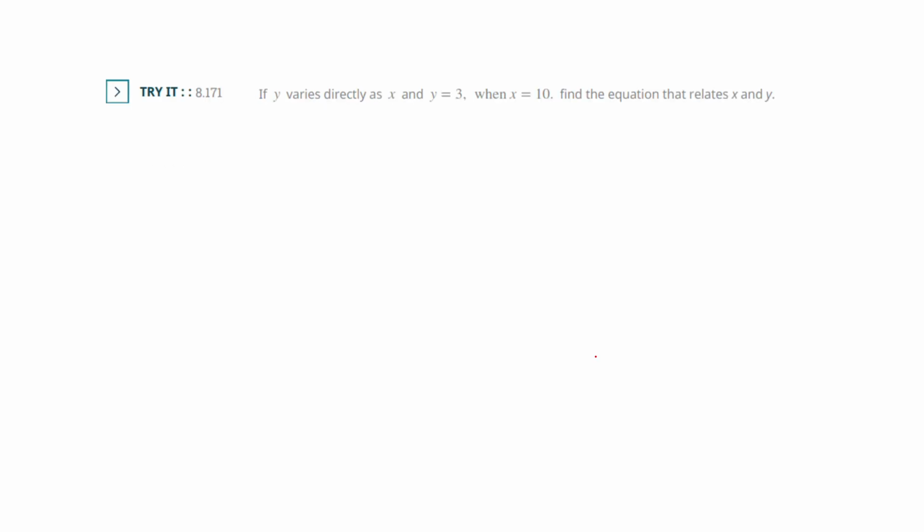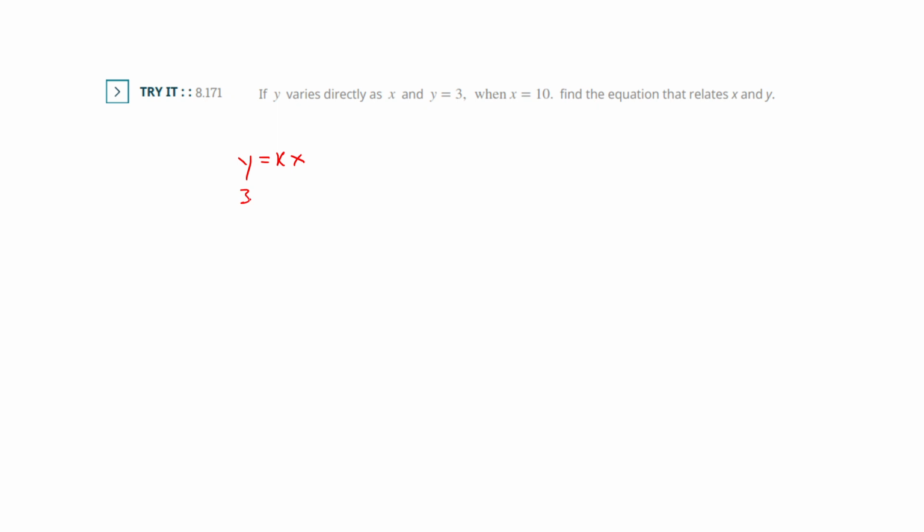So let's try another one here. They're telling us that y is varying directly with x. So I've got this again. Okay, so let's see what they told me. Now I want to find what is that value, that constant that keeps them in this ratio. That's k. There's some number that is keeping this in that same ratio.